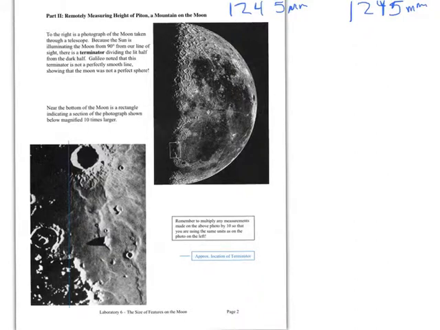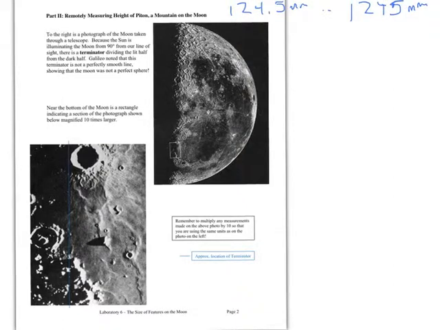So now, we need to know where the terminator is. And the terminator is just the line on the moon where it's going from day to night, or the light side to the dark side. You can see that's kind of hard because it's not this hard line that you see, because the moon is bumpy. So I've drawn in here in the blue line kind of an approximate location of the terminator. You can use that, or you can try a different location if you'd like.